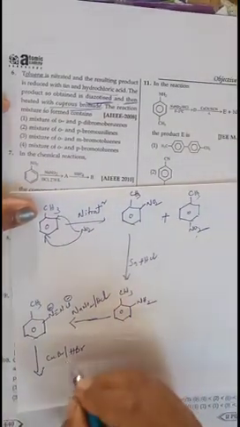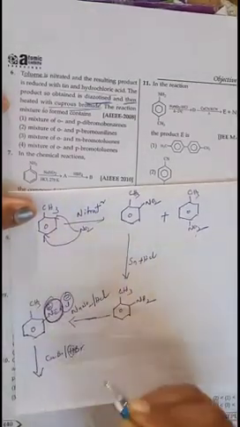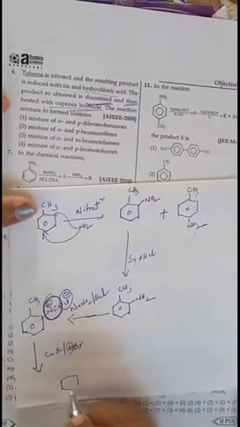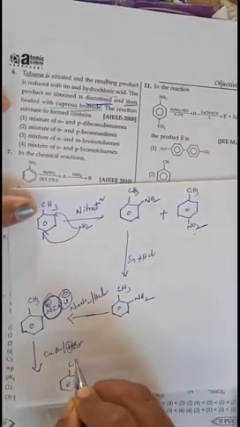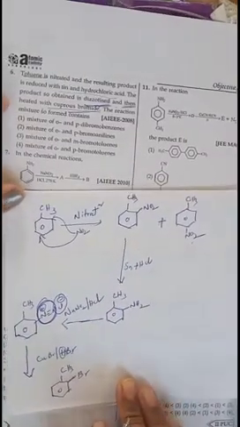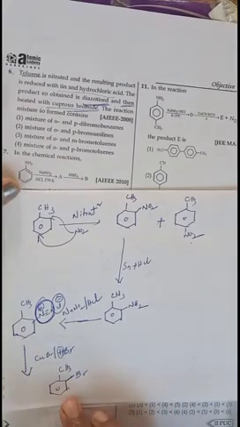So what happened? This hydrogen will take this Cl, eliminates as HCl. This N2 is released as N2 gas. Bromine is added to this position. We will get C6H4, CH3 and here bromine. This is orthobromotoluene. It leads to give orthobromotoluene as the product.